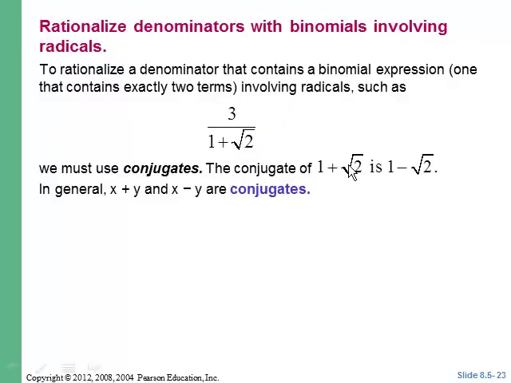Now, if you have binomials like this, remember that you take this times this, you get 1 minus the square root of 2 times the square root of 2, which is the square root of 4, which is 2. 1 minus 2 is negative 1. So if you multiply it by its conjugate, in other words, switch the sign, you get rid of the denominator.